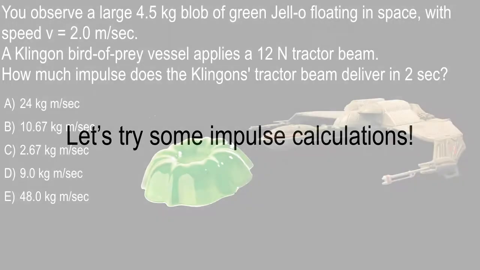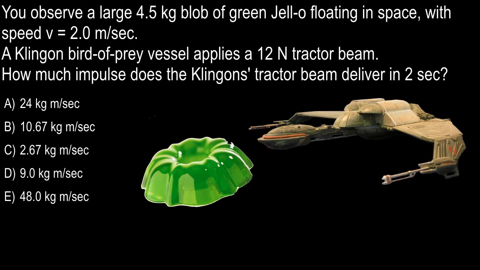It's multiple choice. You observe a large 4.5 kilogram blob of green jello floating in space with speed v equals 2.0 meters per second. A Klingon bird of prey vessel applies a 12 newton tractor beam. How much impulse does the Klingon's tractor beam deliver in 2 seconds?